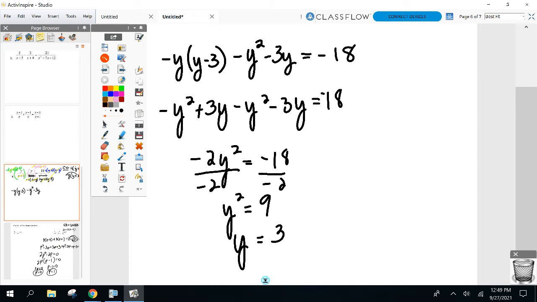Yeah, you could do that, Nora. You could bring the 9 over and do difference of two perfect squares. Now think in your mind: that would be y plus 3 and y minus 3. So what would be your two answers? Positive 3 and negative 3. Remember, anytime you take the square root, you get the negative version as well.